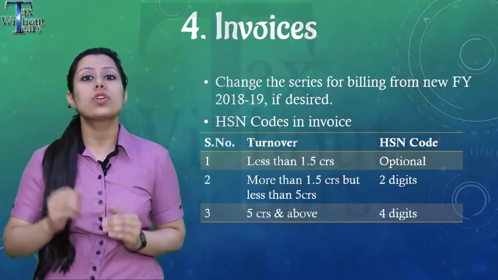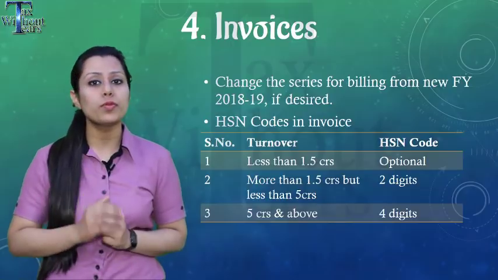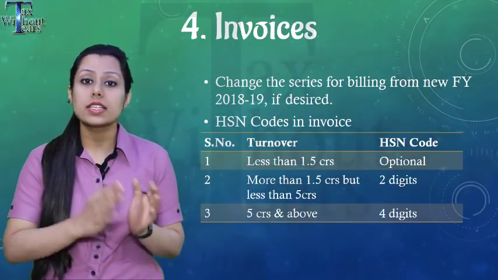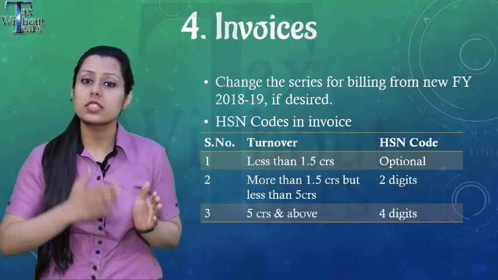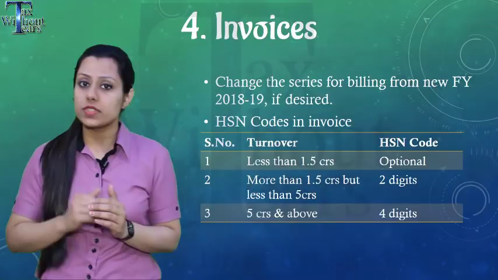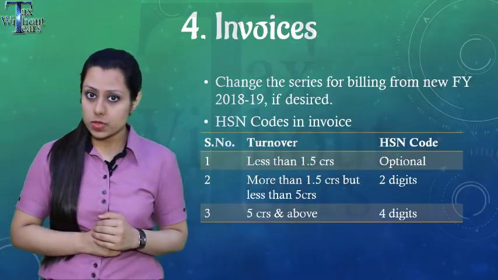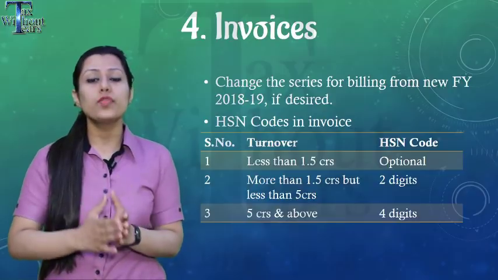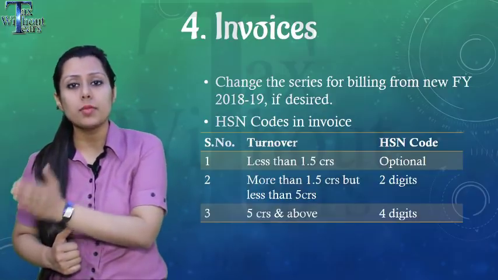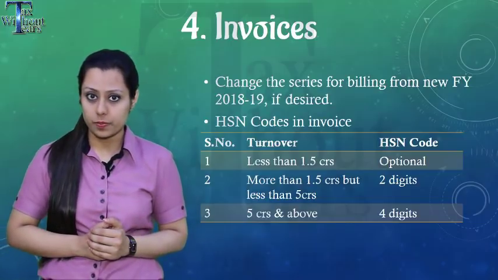Secondly, in case your turnover is below 1.5 CR, then there is no requirement for HSN codes. But if your turnover is 1.5 CR or more, but less than 5 CR, then only a 2-digit HSN code is required. But if your turnover is 5 CR and above, then a 4-digit HSN code is required.